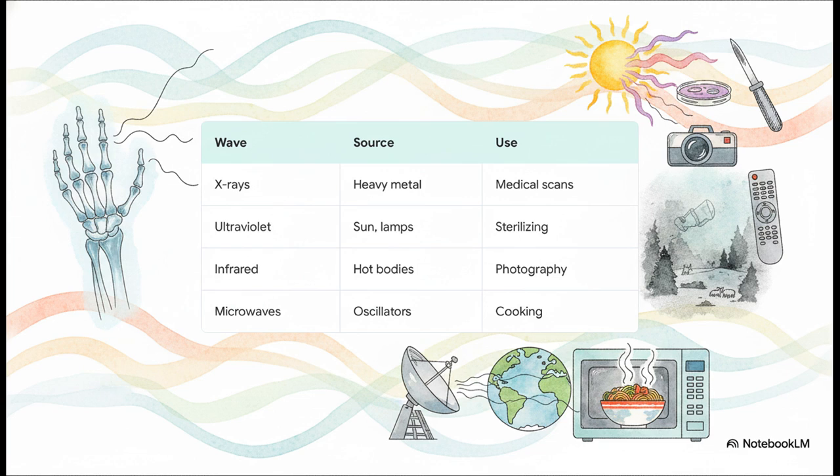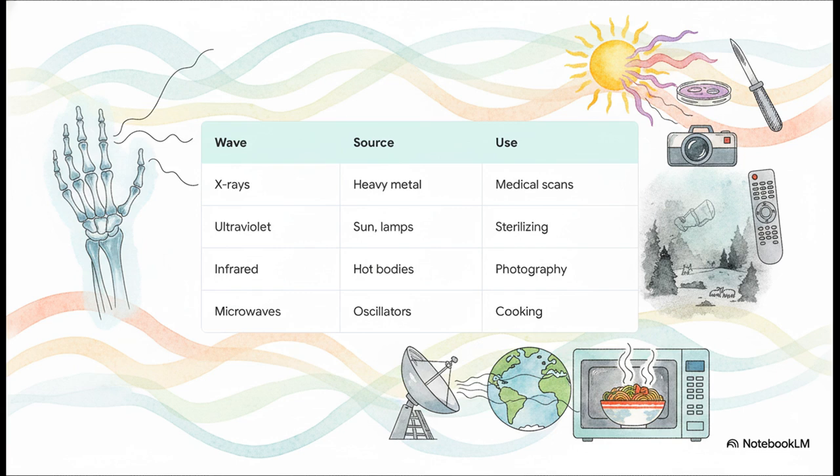X-rays, which are generated by bombarding heavy metal targets with electrons, are incredibly penetrating. They pass right through human flesh but get stopped by bone, which is exactly what makes them so perfect for medical scans. Then you've got ultraviolet light coming from the sun or arc lamps. It's chemically active, and we use it practically all the time to sterilize surgical equipment. Now, infrared radiation, that's basically just heat.